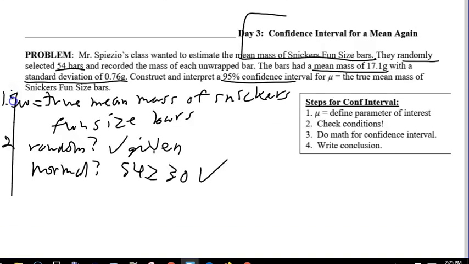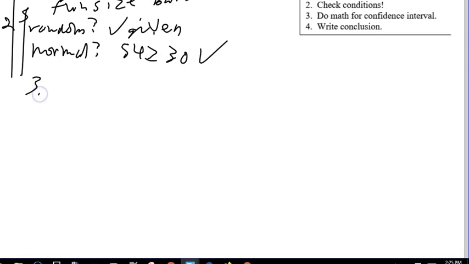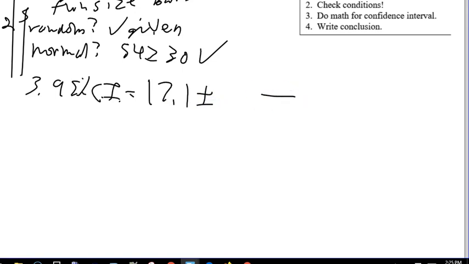Now we simply do the math. Number 3. The math. Again, we're doing a 95% confidence interval. Okay? It said our mean mass was 17.1. Always plus or minus. We'll fill in the t-score here in a minute. The standard deviation was given to us. It was 0.76. All right. The number of bars was 54, so that's the square root of 54.